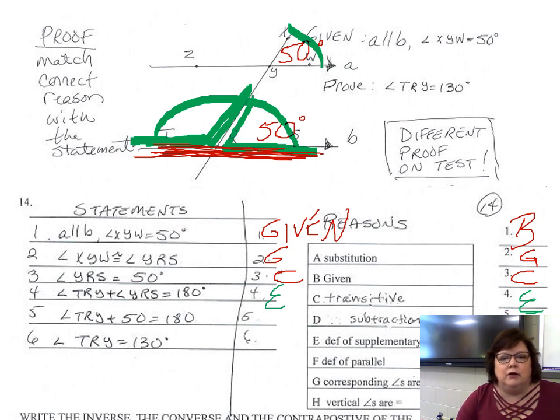Alright. Now, on 4 to 5, look at it. That's almost the exact same thing. I got 180. I got TRY. What changed? This one little thing changed. YRS changed to a 50. Well, can they do that? What did we just say up here in number 3? YRS is equal to 50. So what we're doing is we're replacing it. And another word for replace is substitution. Good. So substitution, that would be A. One guy's going out, another guy's going in.